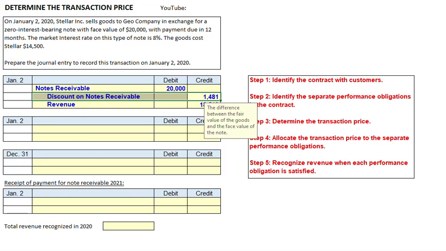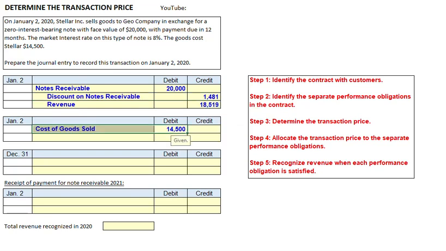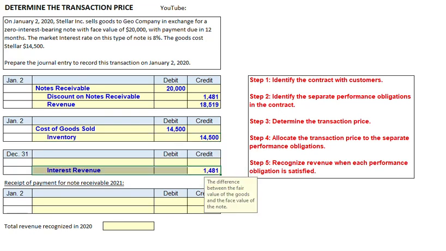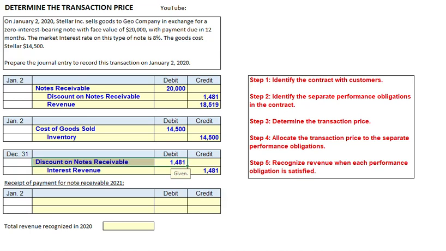On January 2nd also, we need to record the cost of goods sold component of our sale, as well as reducing our inventory by the $14,500. On December 31st, we will have satisfied or almost satisfied our second performance obligation, which is the extension of credit to our customers. And we're going to want to record interest revenue of $1,481. And again, that's simply the difference between the fair value of the goods that we delivered and the face value of the note. And we debit the discount on notes receivable.